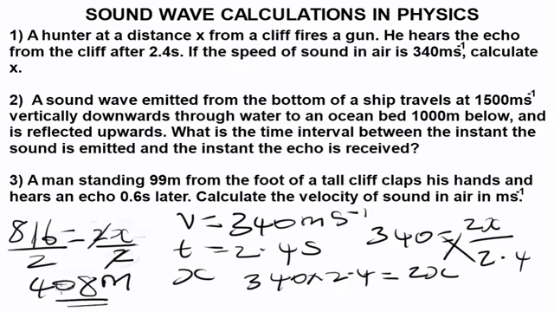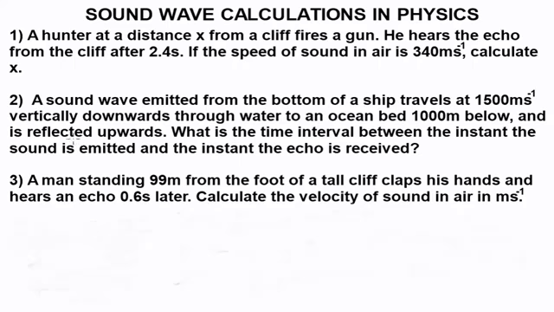Let's wipe this and solve question 2. Very interesting, guys. Question 2 says, a sound wave emitted from the bottom of a ship travels at 1,500 meters per second vertically downwards through water to an ocean bed 1,000 meters below and is reflected upwards. What is the time interval between the instant the sound is emitted and the instant the echo is received? So we're looking for time. Remember, we are still working with this formula, v equals 2 times distance over t.